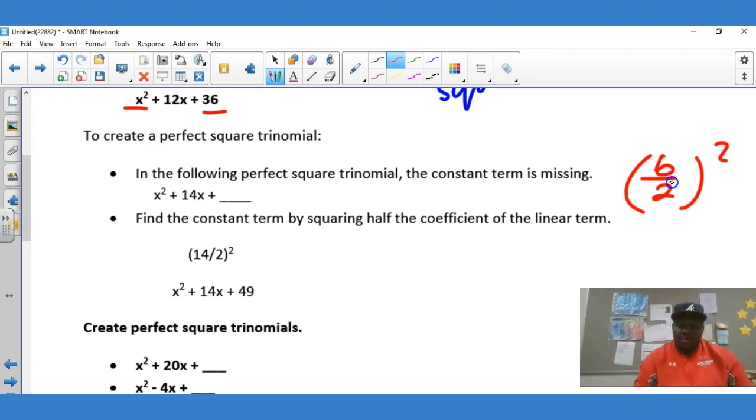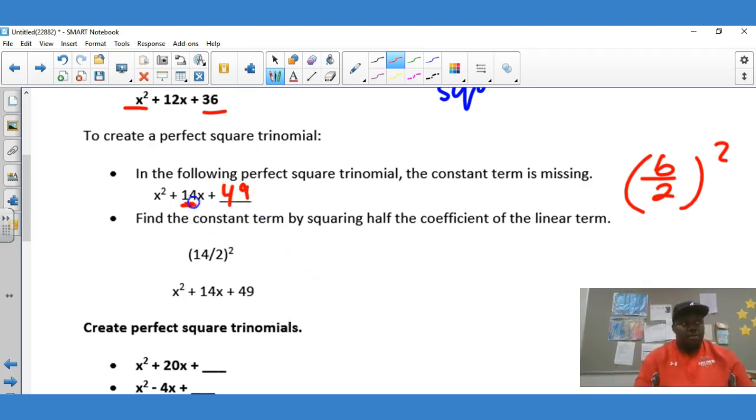Now, this is not going to be provided for you. This is something that you need to learn. This is b. We're going to divide it by 2, then square it. B divided by 2 squared, okay? Take 14, divided by 2, that's 7. 7 squared is 49. So now this is a perfect square trinomial.